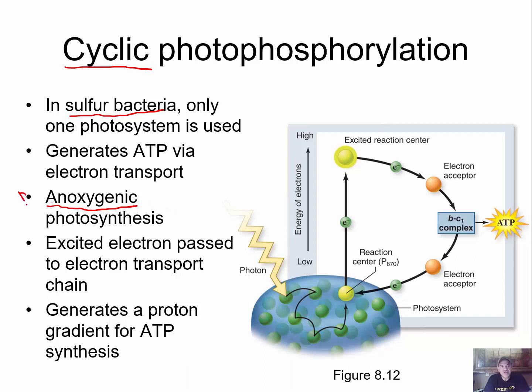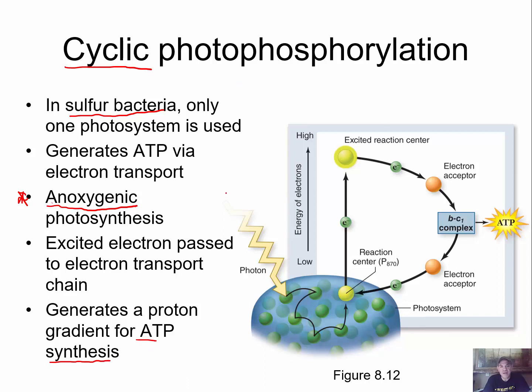This is anoxygenic photosynthesis. So here the excited electron is going to pass through an electron transport chain, and then it's going to be used to generate this proton gradient, or build up of protons across the membrane that, when let back through an ATP synthase complex, can be used to generate ATP.